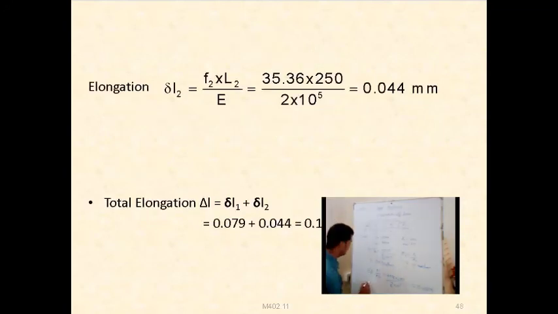In a similar way, the change in length of the second one is approximately 0.044. If I combine both of them, the overall change in length is 0.10. So 0.10 is the change in overall length. This is the variation of loads by calculating two lengths and two diameters. I hope you understand. Thank you.